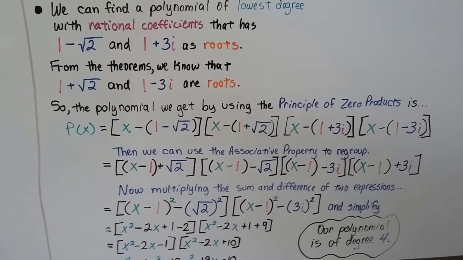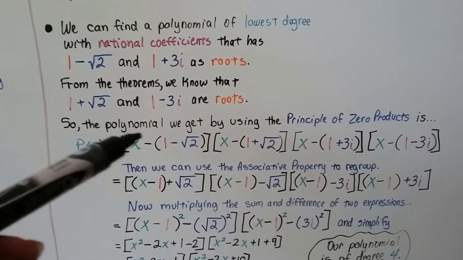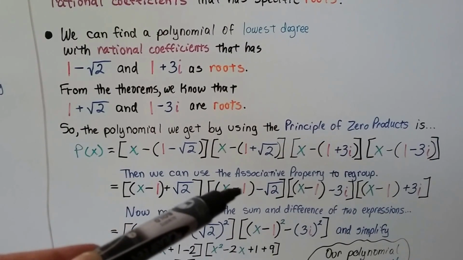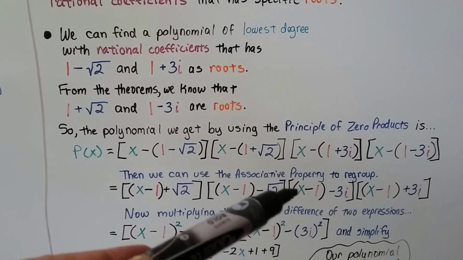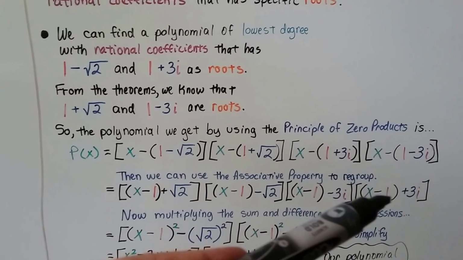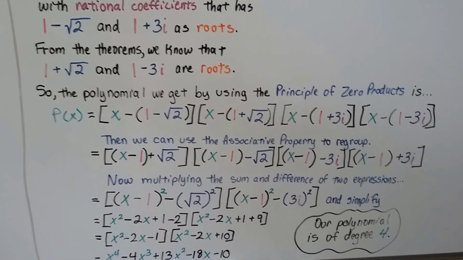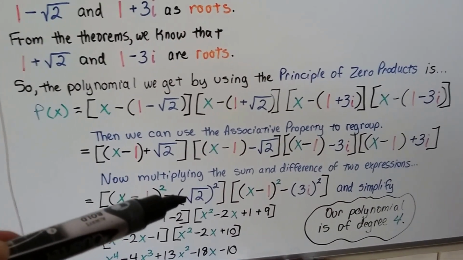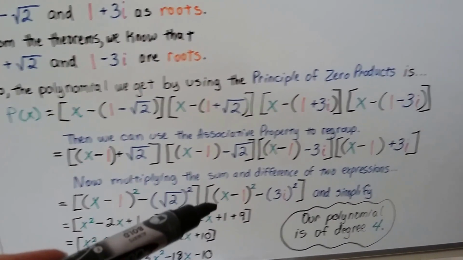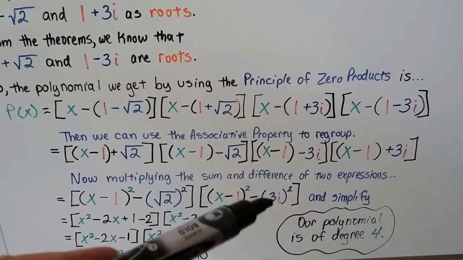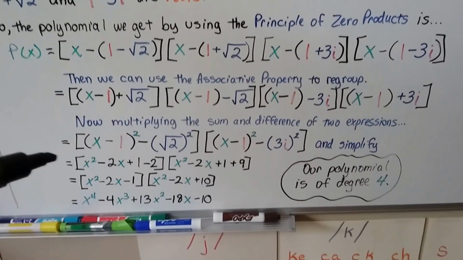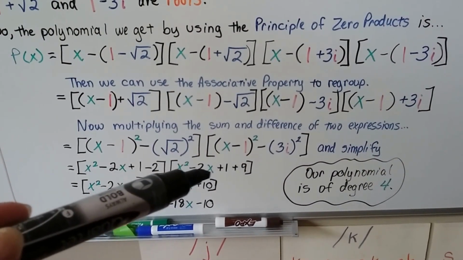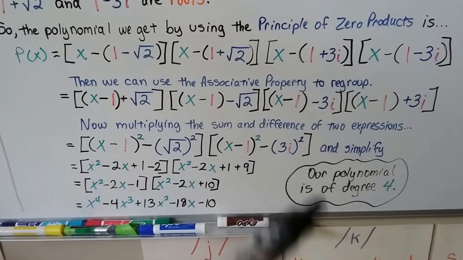We can use the associative property to regroup these so that we move our parentheses and get x minus 1 plus square root of 2, x minus 1 minus square root of 2, times x minus 1 minus 3i times x minus 1 plus 3i. Now multiplying the sum and difference of two expressions, we get the square of x minus 1 minus the square of root 2 times the square of x minus 1 minus the square of 3i. We can simplify this. We get x squared minus 2x plus 1 minus 2 times x squared minus 2x plus 1 plus 9. See?